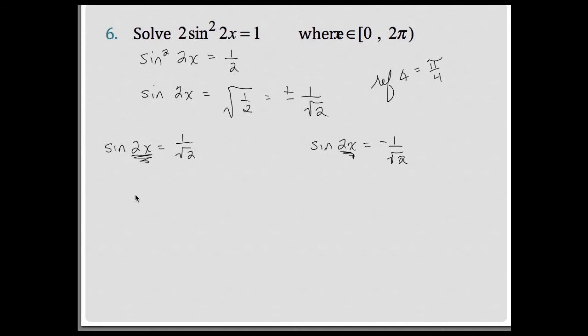All right, so that becomes our first quadrant answer. So we have 2x equals pi over 4. So dividing both sides by 2, we have pi over 8. All right, but this is the catch, because you're supposed to find all angles in between 0 and 2 pi that would work.